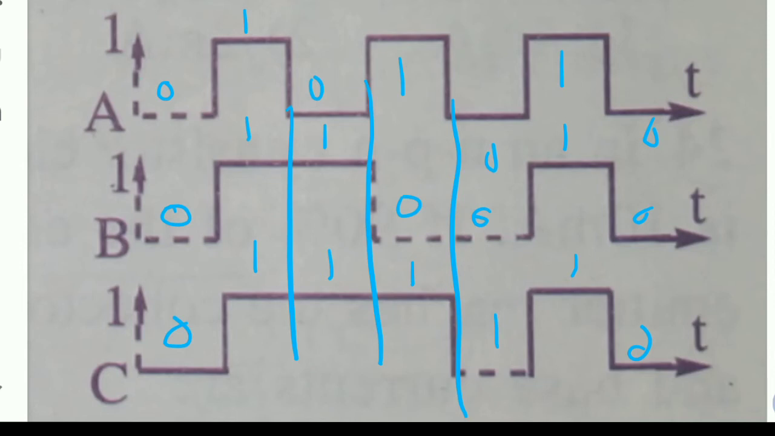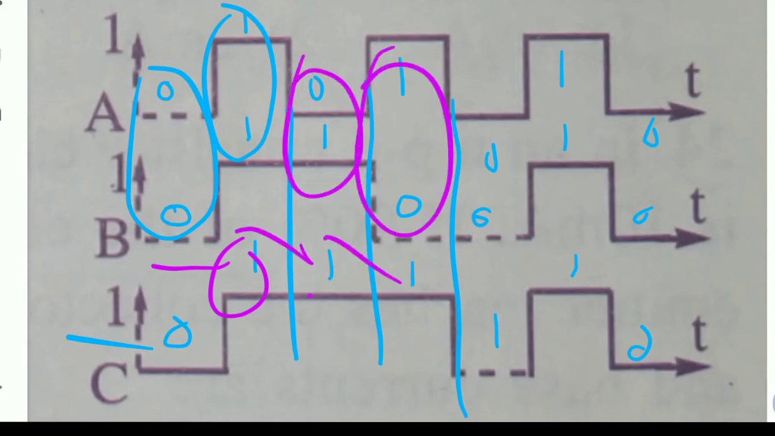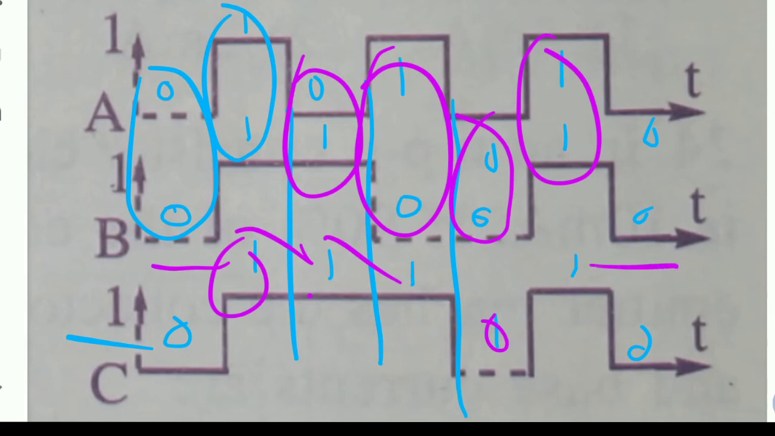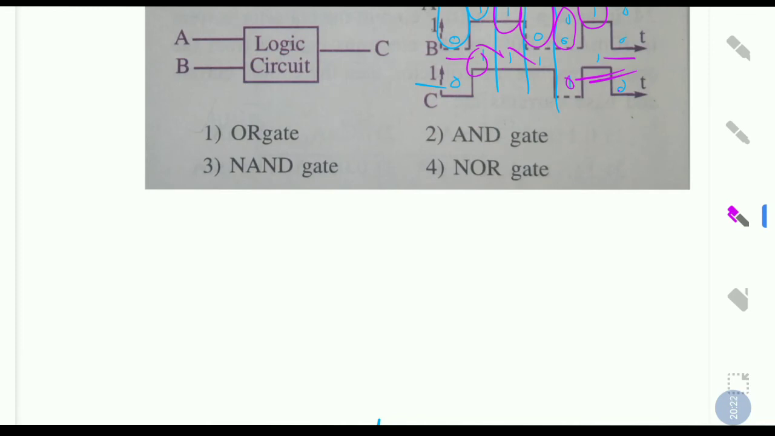Why? Because two zeros output 0, two ones input output is 1, 1 0 output is 1, 1 0, 0 0 output is 0, 0 1 output is 1. So this is the OR gate truth table. Our answer is first one is right.